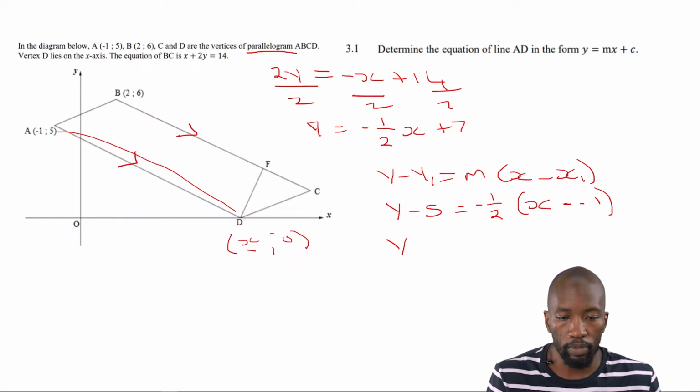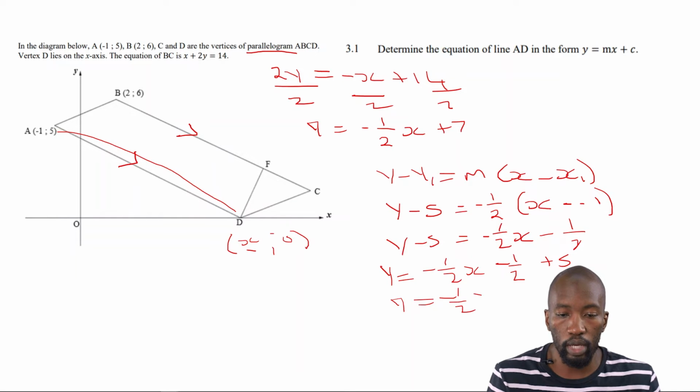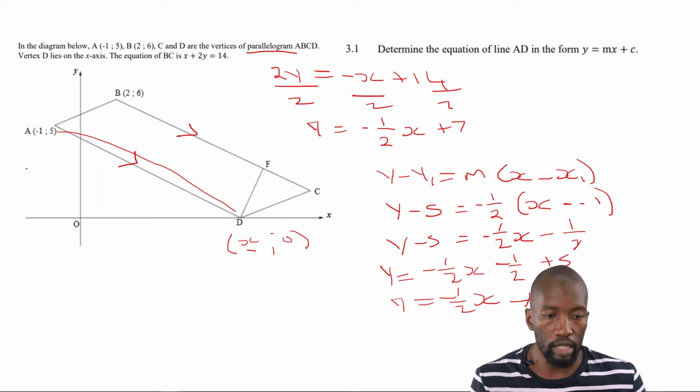So this is just y minus 5 is equal to minus 1 over 2 x, then minus 1 over 2, because remember this will be positive, but when the negative multiplies in, that will be negative a half. So this will be y is equal to negative 1 over 2 x minus 1 over 2 plus 5. And this will just be y is equal to negative 1 over 2 x plus 9 over 2. And that is the equation of line AD.